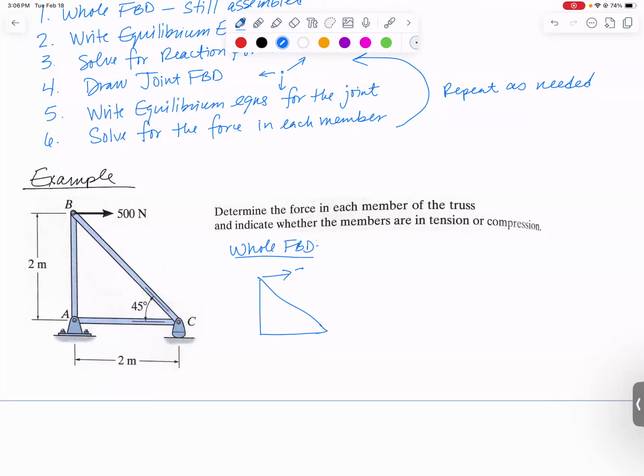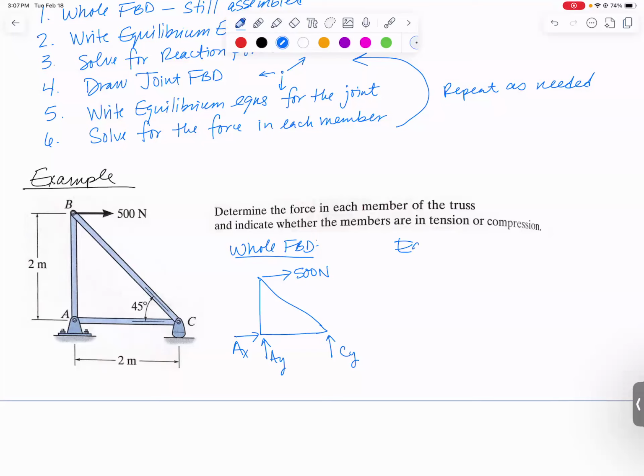I told you the first step was going to be that whole free body diagram. To the right, we have a 500 Newton applied force. At C, we have a rocker, so you can either call this CY or the normal force at C, because all the ground can do there is prevent up and down motion. And then A is a pin, so we can have both an AX and an AY. And those are all the forces that act on the whole free body diagram.